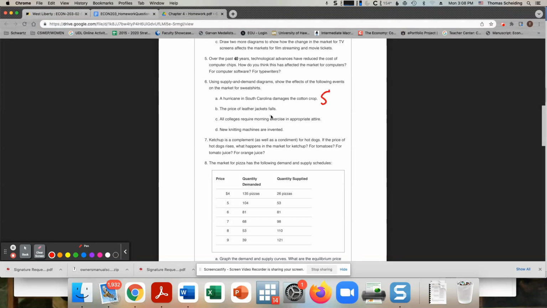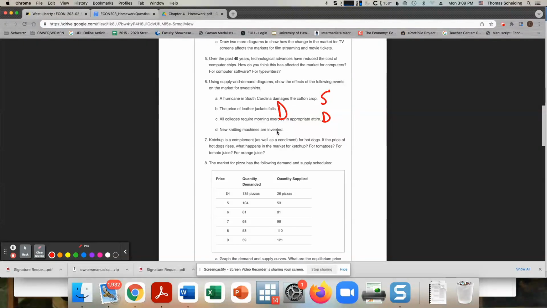Price of leather jackets fall. So sweatshirts and leather jackets, they're related in terms of their consumption. One could presumably buy one or the other. So this is a demand story. All colleges require more exercise and appropriate attire. Jeez, what prudes. So if that's the case, I'm guessing a sweatshirt is appropriate. So that'd be a demand story.